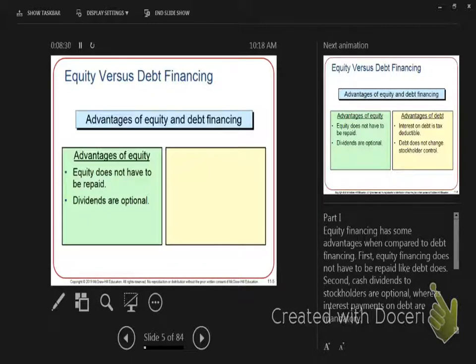So the other column right there is the advantages and disadvantages of debt. If equity doesn't have to be repaid, why would you do debt? What's an advantage of debt financing? There is one, I promise. If stock is the perfect world and you just get cash, you never have to pay it back, why would you do debt? Why would you borrow money if stock is perfect?